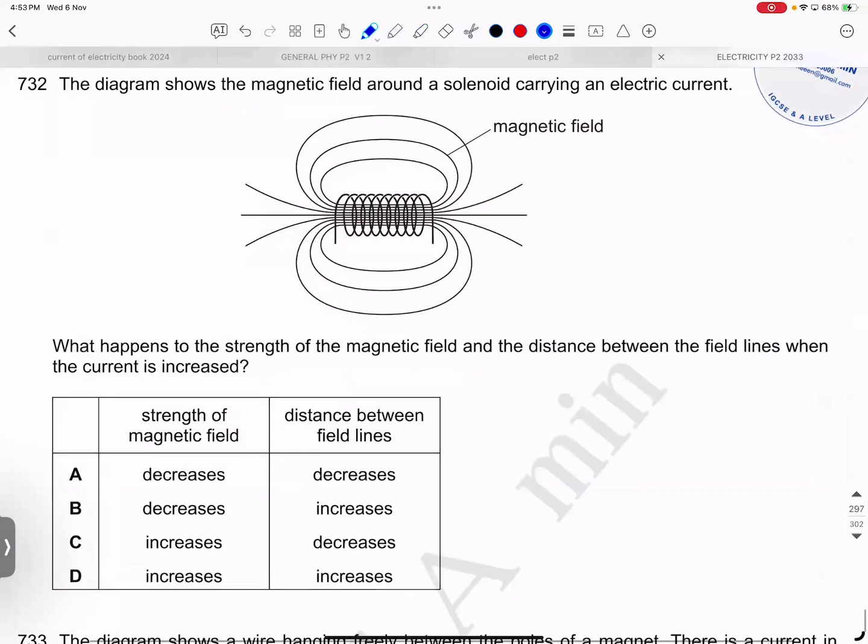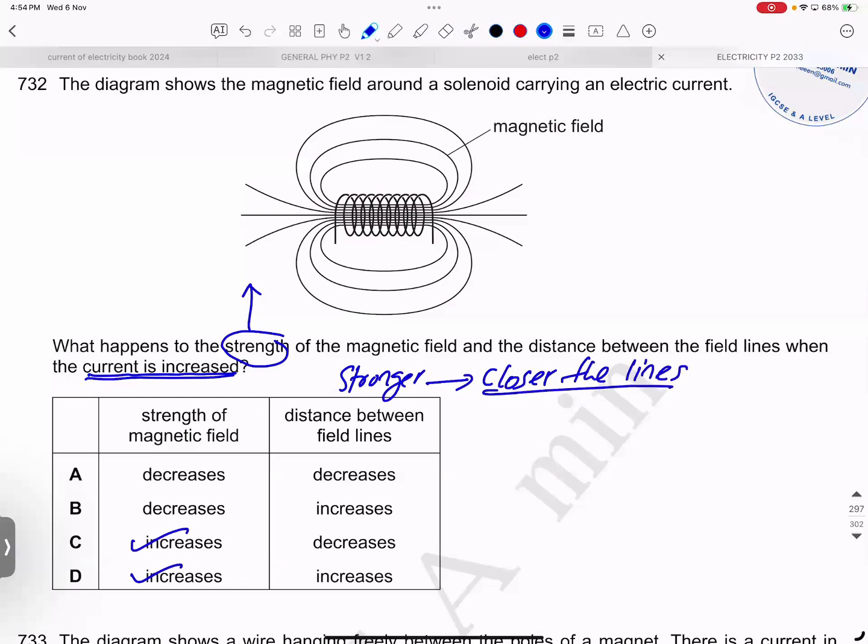32. The diagram shows the magnetic field around a solenoid carrying an electric current. What happens to the strength of the magnetic field and the distance between the lines when the current is increased? More current, stronger magnetic field. A stronger magnetic field means the lines are closer, so the distance between them will decrease.